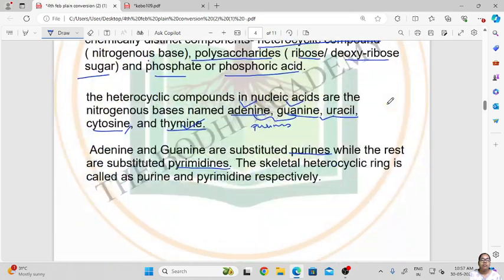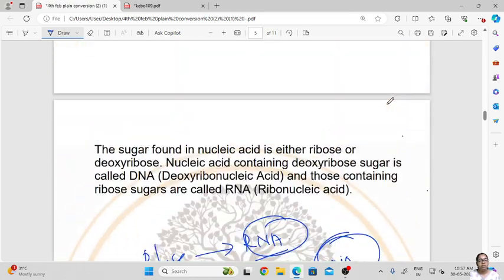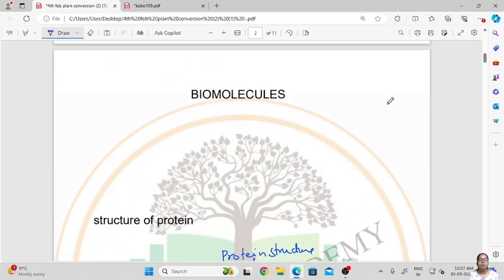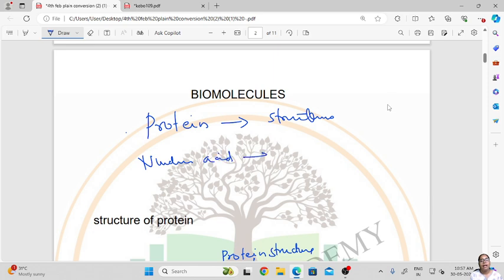So this was about nucleic acid. So in our today's class, what we have learned is the second biomolecule, that is the protein. We have seen the structures. Then we have seen the third biomolecule, that is nucleic acid, and the structure of the nucleic acid, and also we have seen the components which are present in the nucleic acid. So these are the things which we have covered in our today's video.